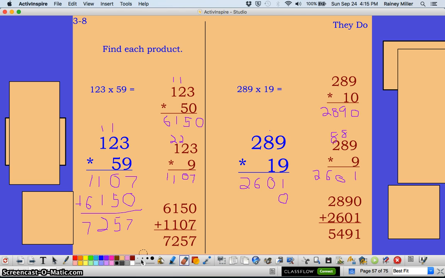Okay. 9 times 1 is 9. 8 times 1 is 8. 1 times 2 is 2. And I add them together. And I get 1. I get 9. 6 and 8, that's going to give me 14. And 2 and 2 and 1 is going to get me 5. And I get my answer.